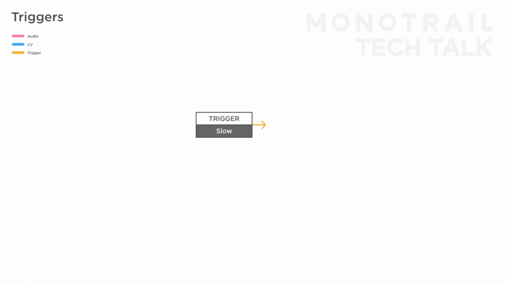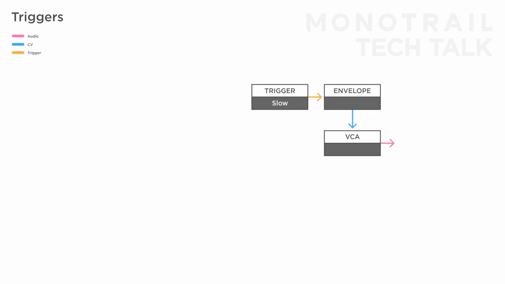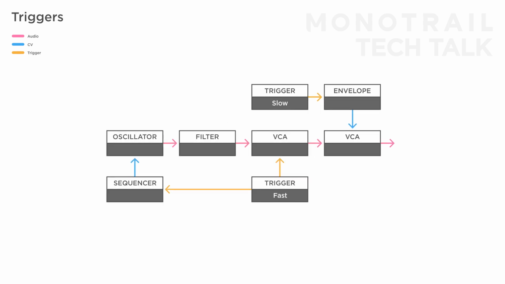You can use a trigger to fire off an attack decay envelope and send it to open a VCA, allowing a certain sound to come through. For example, you can use a slow clock division to allow a fast melodic voice to fade in every now and then.